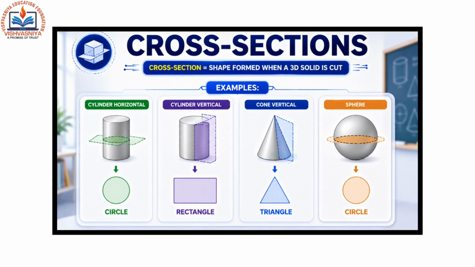A cross-section is the shape formed when a solid is cut by a plane. Different cutting directions produce different shapes. For example, a horizontal cut through a cylinder produces a circle. A vertical cut produces a rectangle. A vertical cut through a cone gives a triangle. And interestingly, every flat cut through a sphere always produces a circle.